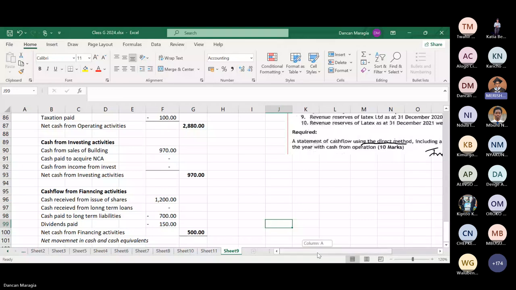Excuse me, Mwalimu. So you're saying if it was dividend received, it will be in the investing activity? Yes. Because what does it mean when you receive dividends? Where are you receiving them from? From your investments. Make sense? Yes, Mwalimu, that's fine.